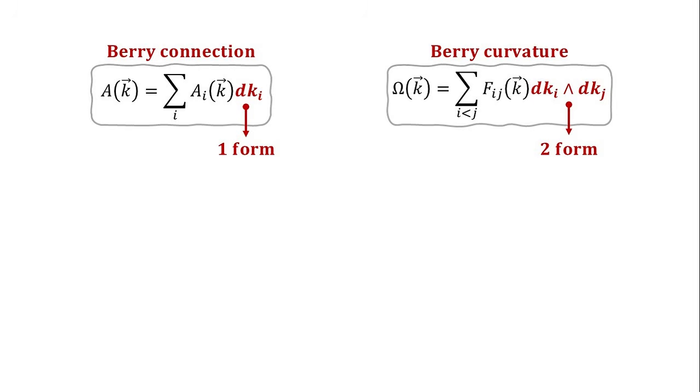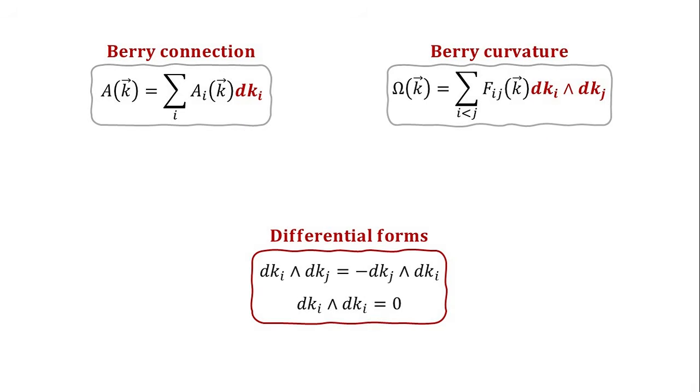A one form corresponds to an infinitesimal line element, akin to a mathematical object that integrates along a curve. A two form, in contrast, represents an infinitesimal area element, which is naturally suited for integration over a surface. The transition from the Berry connection to the Berry curvature is analogous to the relationship between a line integral and a surface integral. The curvature emerges as the curl of the connection, reflecting the local twisting or bending of the quantum state manifold in parameter space.